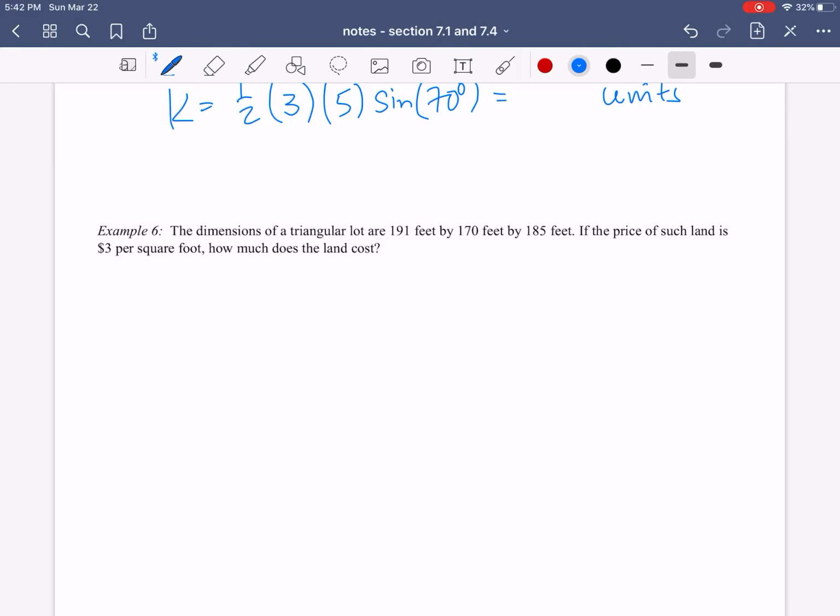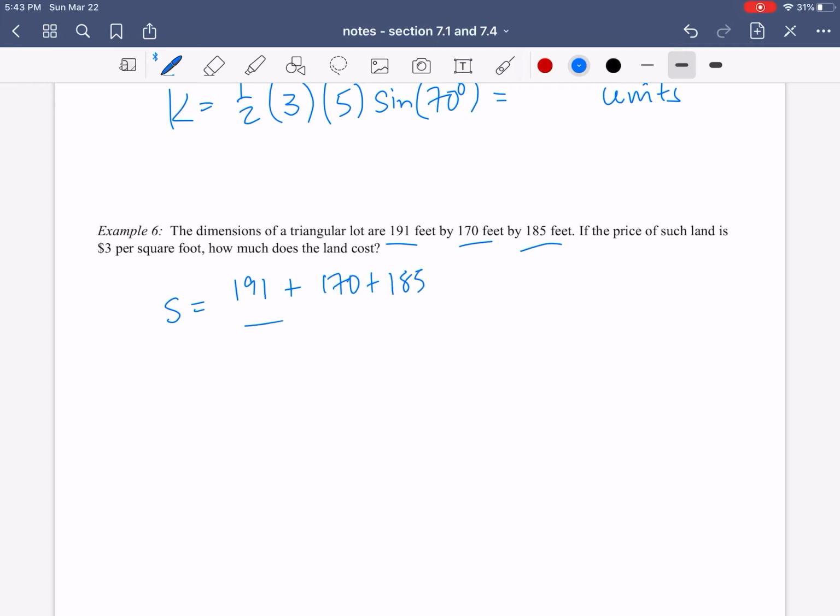Okay, example 6, a little word problem here. It says the dimensions of a triangular lot are 191 by 170 by 185, and so that's the three sides of the triangular lot. If the price of such land is $3 per square foot, how much does the land cost? What we're going to have to do here is find the area of this triangular lot and then multiply by 3 in order to find the price. Since we're given all three sides, we're going to use Heron's formula, which means we need to find the semi-perimeter.